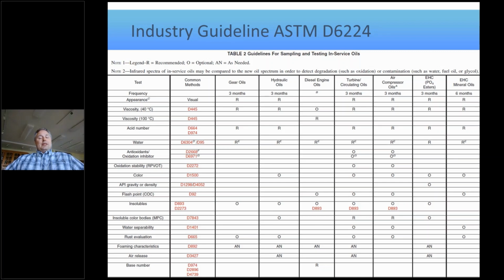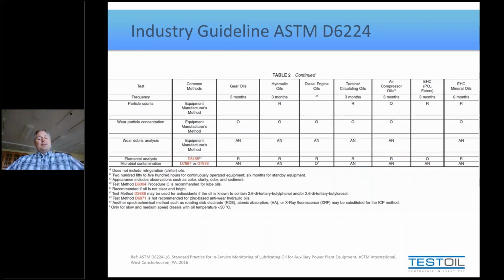There's one exception on the list, and it seems like there's one blank. Diesel engine oils are not blank. It's the footnote at the bottom of this slide here. It says every 250 to 500 hours if it's continuously operated, every 6 months if it happens to be standby. So those are really the only exceptions. By and large, you assume quarterly.